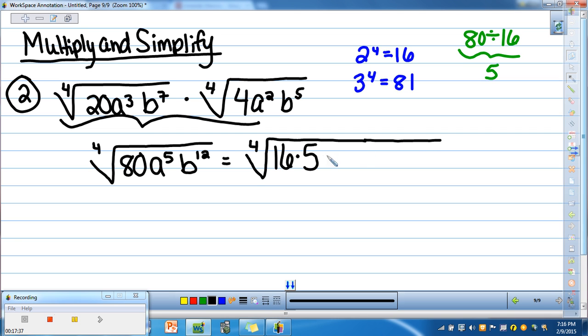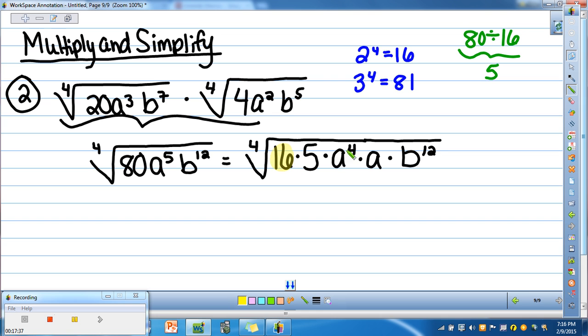Now let's look for perfect fourths within our variables. a to the 5th is a to the 4th times a. And if we look at the exponent of 12, 12 is a multiple of 4, so 12 is also a perfect fourth. It's kind of like b to the 4th times b to the 4th times b to the 4th. So let's highlight our perfect fourths. And those are going to go on the outside of our radical sign.